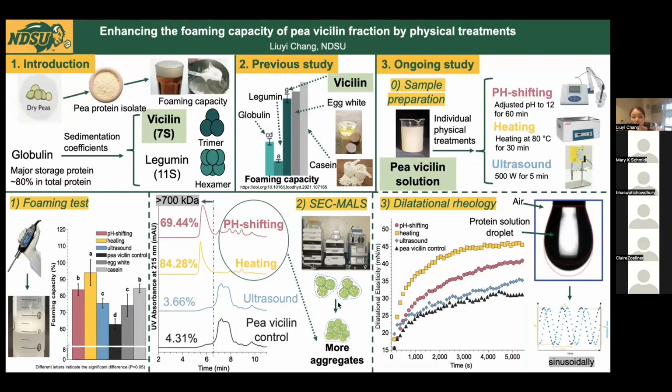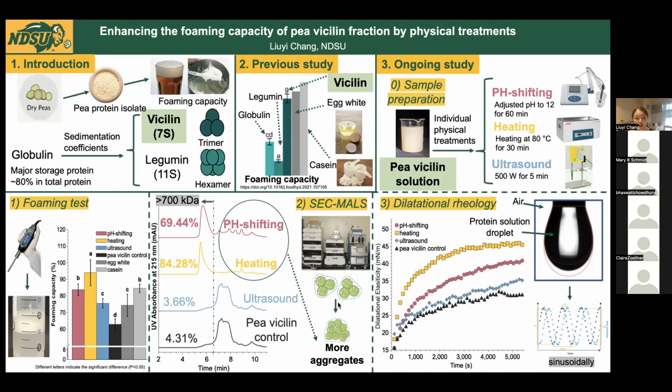However, despite this, as a plant protein, the foaming capacity of pea vicilin still compares unfavorably with some animal proteins such as egg white and casein. Therefore, the aim of this study is to physically modify pea vicilin by pH shifting, heating, and ultrasound treatment in order to improve the foaming capacity.